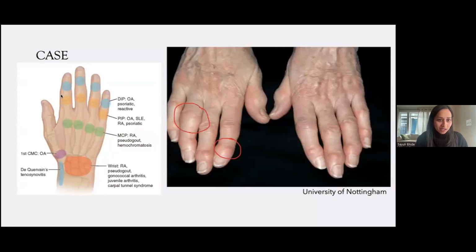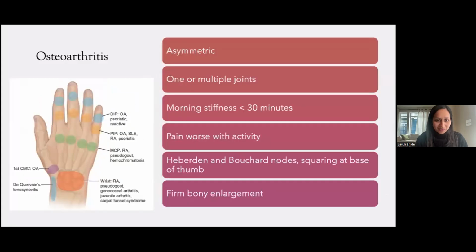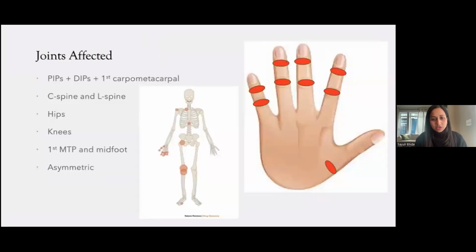And you can see in the pictograph again that DIP joints are generally affected by OA. RA tends to avoid those. So that's a good way to be able to differentiate. So osteoarthritis, some things to know about it. It's usually asymmetric. You can have one or multiple joints. Morning stiffness can be there, but it should be usually less than like 30 minutes. Pain gets worse with activity. It's worse at the end of the day. And then some exam findings to look for are those Heberden nodes and Bouchard nodes, which are kind of like Heberden nodes, but they're on the PIP joints, and then squaring at the base of the thumb. And generally, when you feel the joints, they should feel firm and bony.